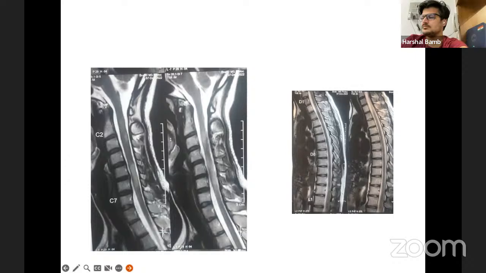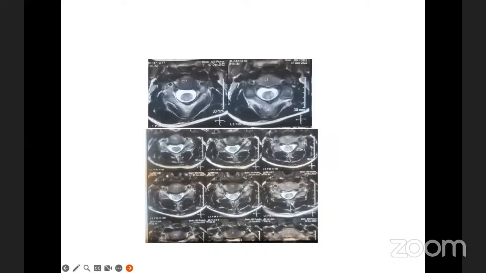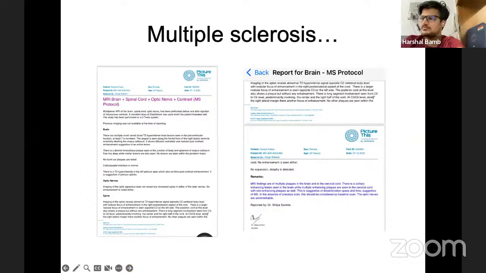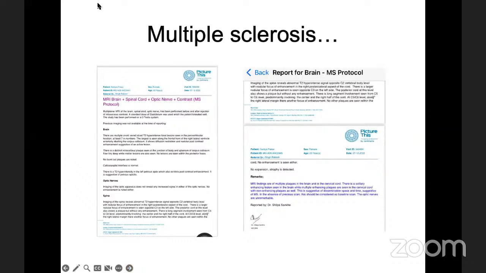On the next slide, please. These are the cross sections of the same one. So we see plaques just behind C2, at the C2-3 level, the white dots that we see inside the cord. So those are the plaques. Some of them are very well circumscribed, some of them are not. This patchy kind of infiltration and patchy plaques with different uptakes of the gadolinium is classical of MS, multiple sclerosis. In this case, there was a sparing of the optic nerve.